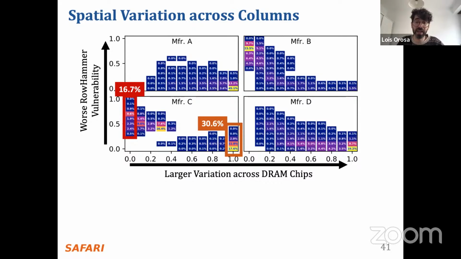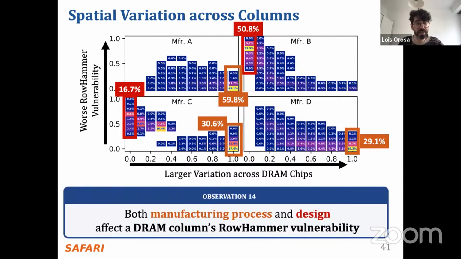Here we see the same analysis for the 4 manufacturers we test. You observe that there exist columns with very low and very high variation across chips from all 4 manufacturers. Based on this analysis, we conclude that both manufacturing process and design affect a DRAM column's RowHammer vulnerability.